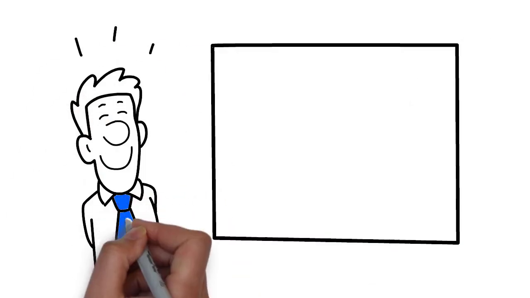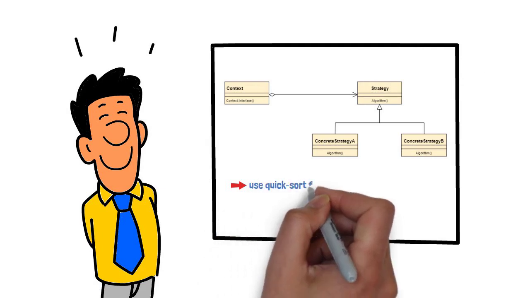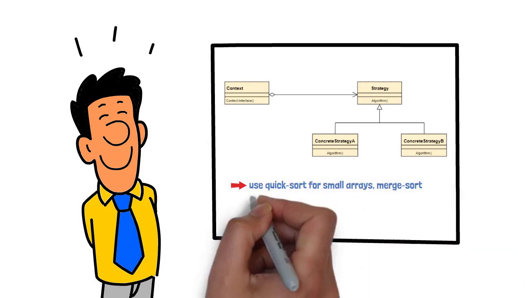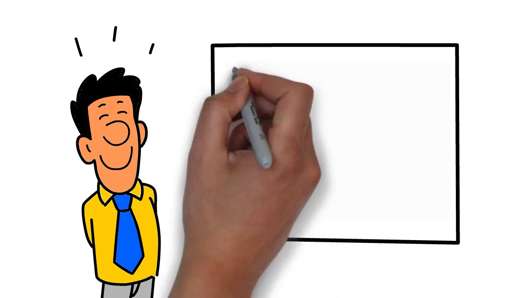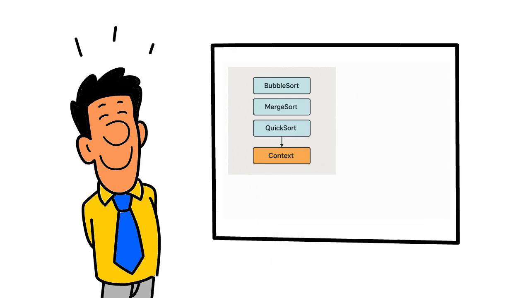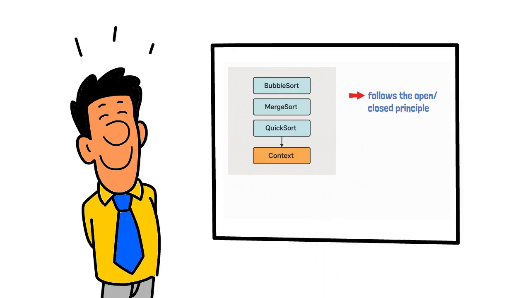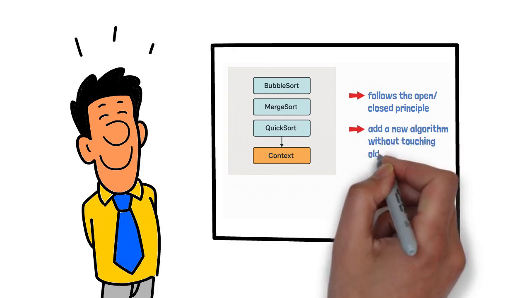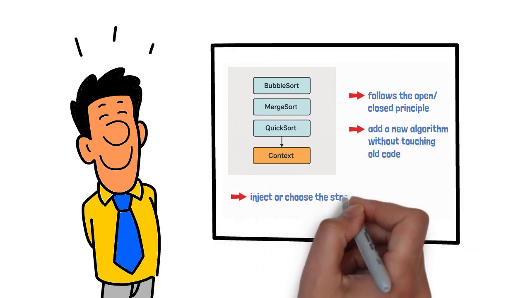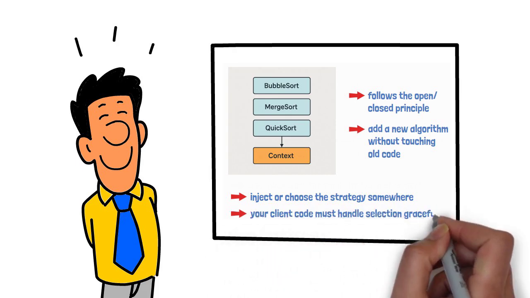Algorithms that vary at runtime belong in Strategy. Take a sort context that might use quicksort for small arrays, merge sort for large, or even GPU-based radix sort. Each algorithm lives in its own class, implementing a sort interface. The context decides which to use. This follows the open-closed principle. Add a new algorithm without touching old code. The catch? You now have to inject or choose the strategy somewhere, so your client code must handle selection gracefully.